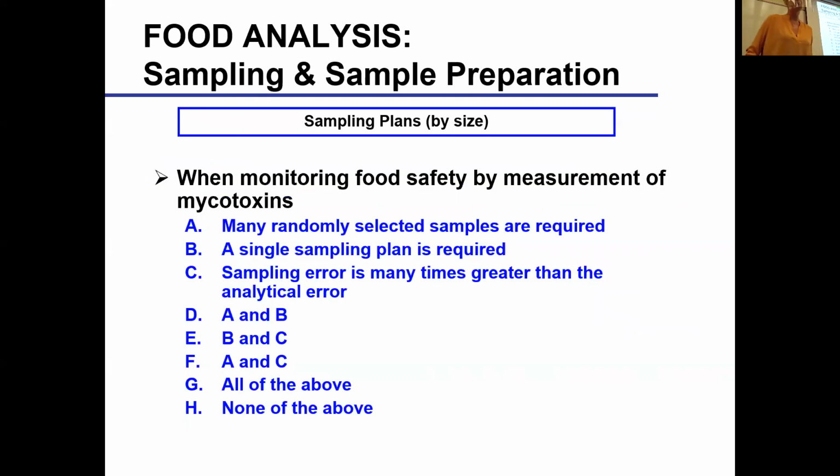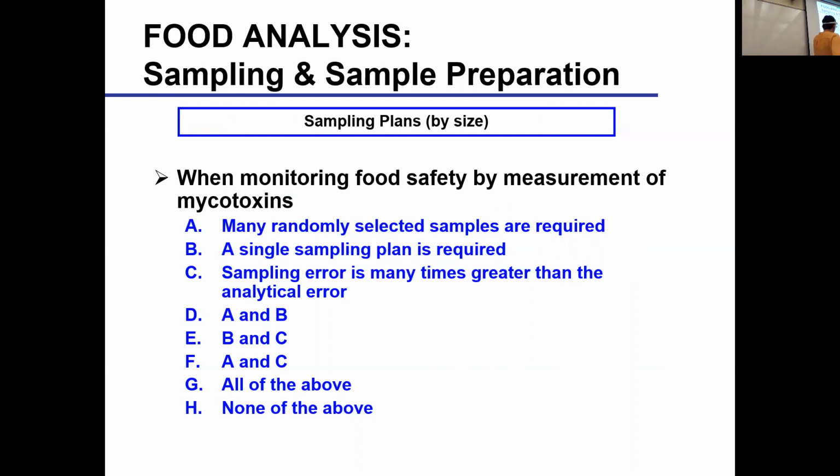Okay, when monitoring food safety by measurement of mycotoxins, okay, so this is toxin. A: Many randomly selected samples are required. B: A single sampling plan is required. C: Sampling error is many times greater than analytical error. Abi? A is correct, but what do you say, Shri?